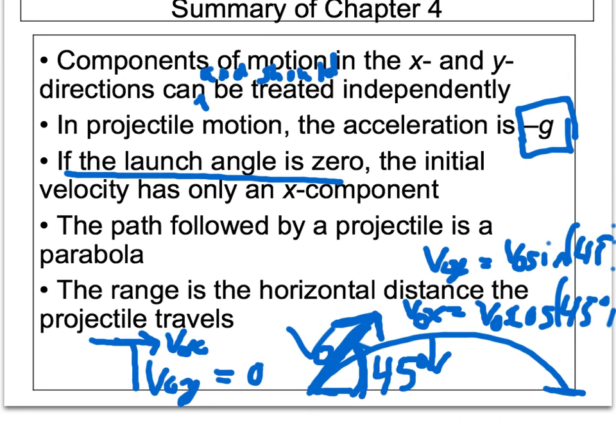The path followed by a projectile is always a parabola, always does something like that. And range is the horizontal distance the projectile traveled. So when you figured out where the steel ball would hit on Monday during the lab, you were figuring out the range of the projectile, and the projectile was the steel ball.